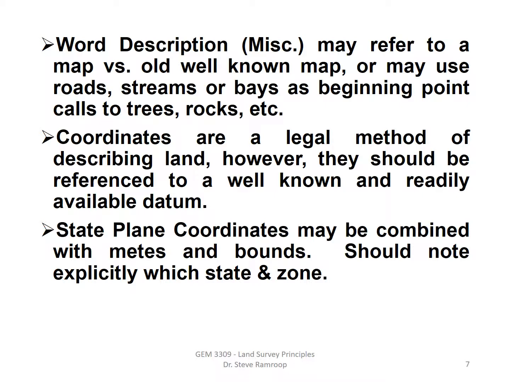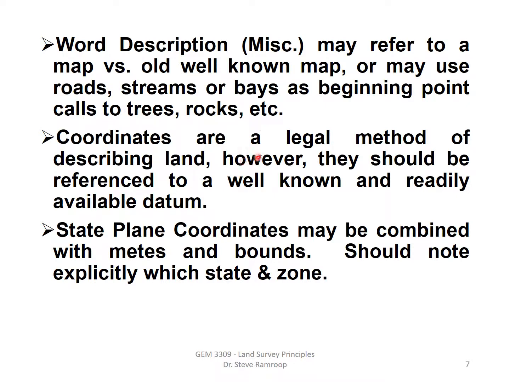The word description may refer to a map, or an old well-known map, or may use roads and streams or bays as a beginning point. It can also call for trees and rocks, etc. So your word description can be very detailed in terms of the words they use and how detailed they are in describing the boundaries as they define the entire tract of land.